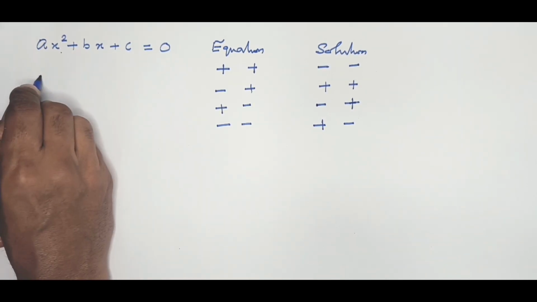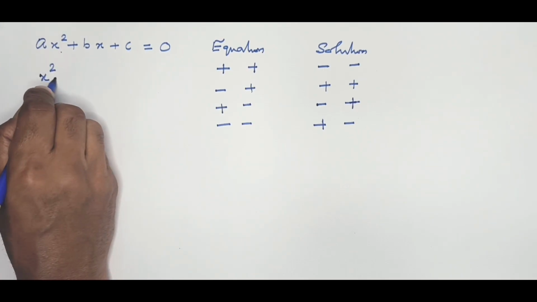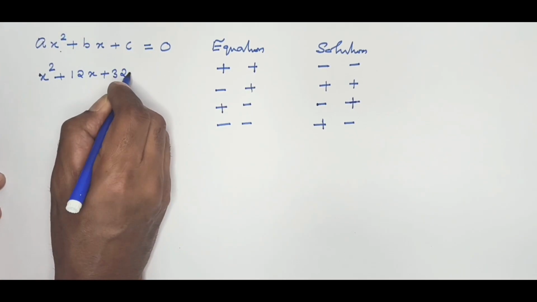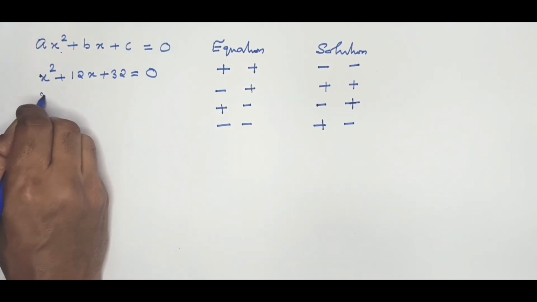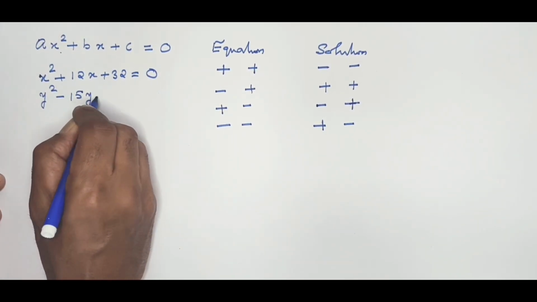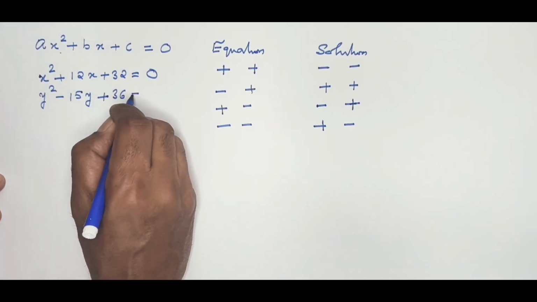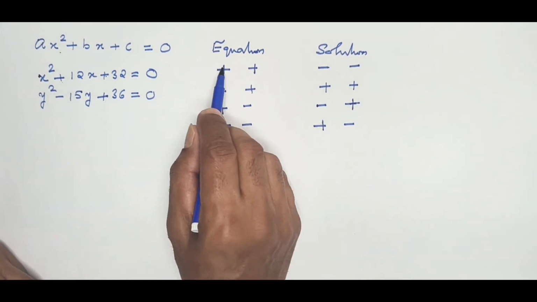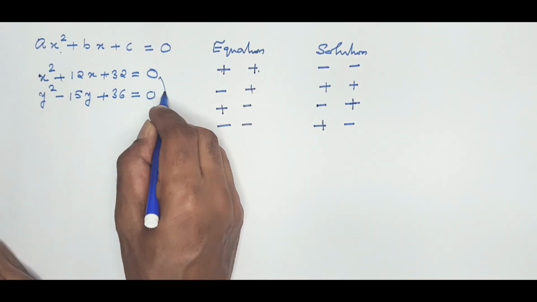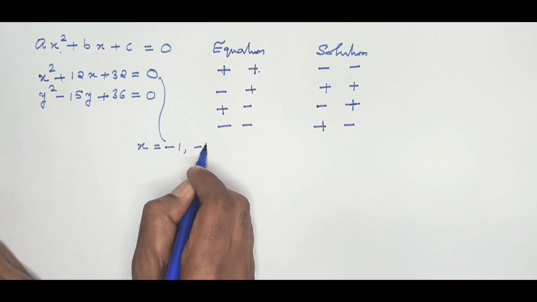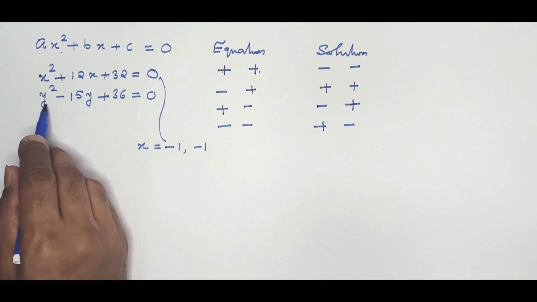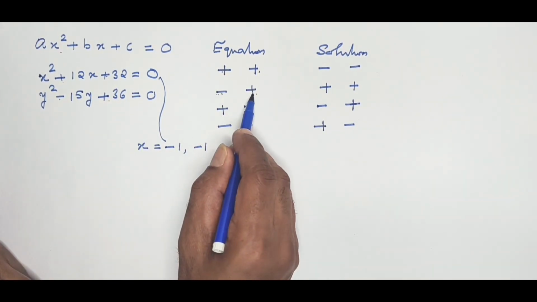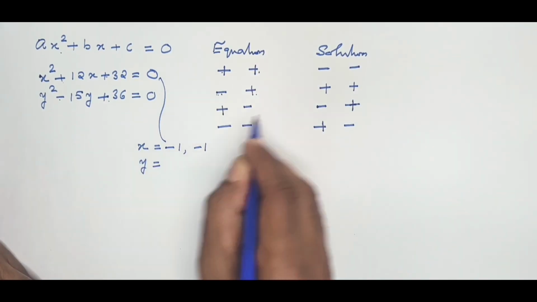The method is this. Let me rewrite the given equation. The equations were x squared plus 12x plus 32 equals 0 and y squared minus 15y plus 36 equals 0. Look at the first equation, plus and plus. That implies what? Both the roots will be negative and negative. Now take the next equation, minus plus. If it is minus plus, both the roots will be plus plus.